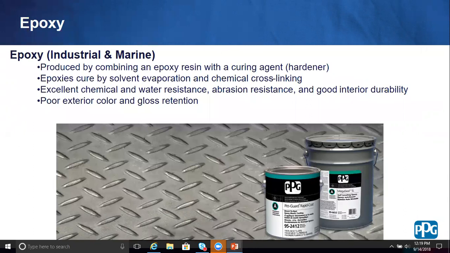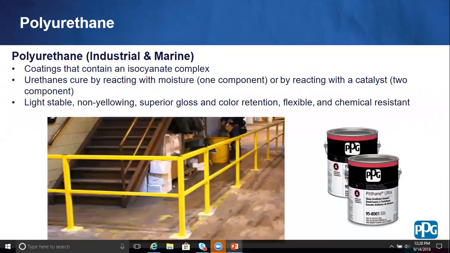So even though it gets chalky and the color fades, the one thing about it is, though, is that you won't lose any of the chemical resistance, you won't lose any of the corrosion or rust resistance, and you won't lose any of the abrasion resistance. The product is still going to be hard, it's still going to be durable, it's still going to be chemical resistant, but aesthetically it's not going to look very good. So for that reason, we typically top coat epoxies with polyurethanes.